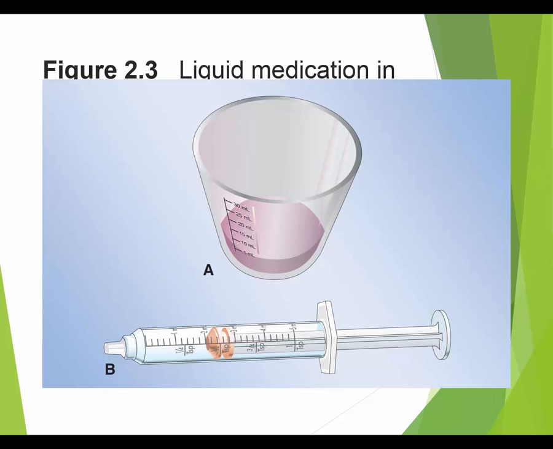So this is liquid medication in a cup. You can see that's 5 milliliters of liquid medication. We'll practice this in the lab. We'll practice this in the lab too. You can see that this medication is 1 mL, this is 2 mL, this is 2 4/10 mL, and we'll look at those in the lab.